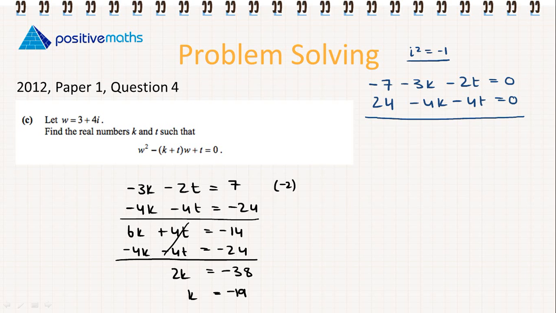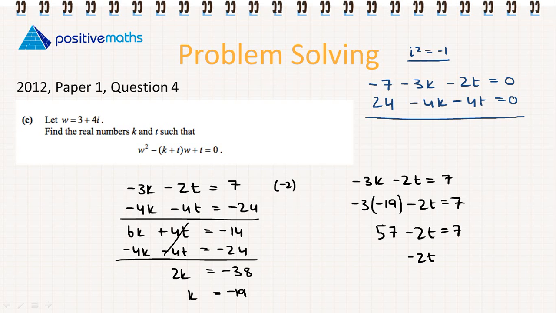Now I use this value to find t. So I take one of the equations, doesn't matter which one, and I'm going to fill in the value that I found for k. So it's minus 3 multiplied by minus 19 minus 2t is equal to 7. So minus 19 multiplied by minus 3 is going to give me 57. Minus 2t equals 7. So now I have minus 2t is equal to 7 minus 57. So minus 2t is going to be equal to minus 50. So t is going to be equal to 25.